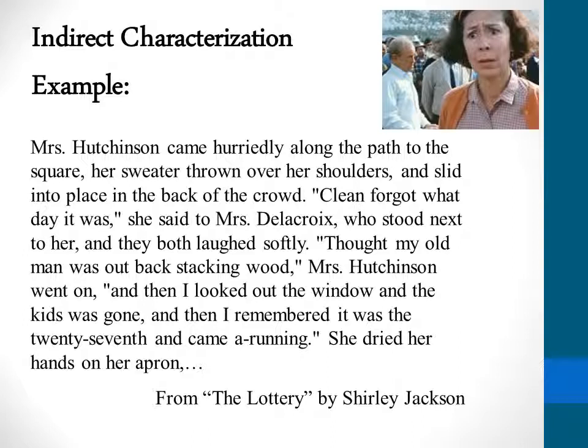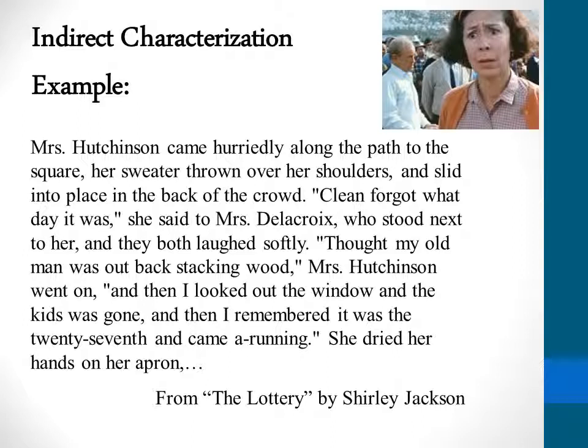Mrs. Hutchinson came hurriedly along the path to the square, her sweater thrown over her shoulders, and slid into place in the back of the crowd. "Clean forgot what day it was," she said to Mrs. Delacroix, who stood next to her, and they both laughed softly. "Thought my old man was out back stacking wood," Mrs. Hutchinson went on, "and then I looked out the window and the kids was gone, and I remembered it was the 27th and came a-runnin'." She dried her hands on her apron.